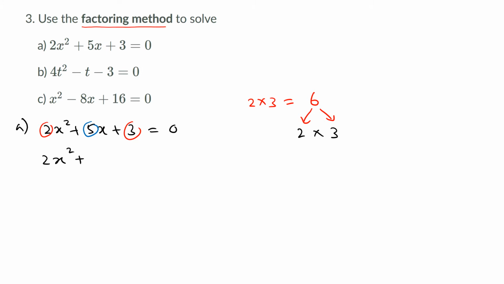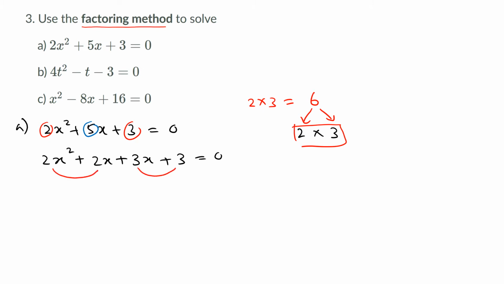Instead of 5x, now you can write 2x plus 3x. That's the whole point. Where are those 2 and 3 coming from? You can see 2 and 3 are those two numbers. And then you write the other number, 3 equals 0. After that, we can use the grouping technique.